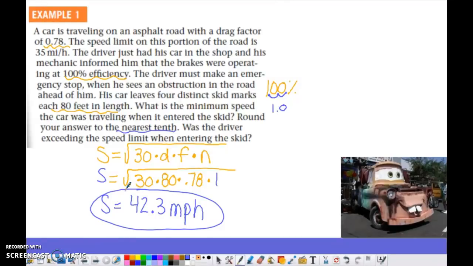So the question is, was the driver exceeding the speed limit? Well, we have to look, what was the speed limit? It says the speed limit was 35 miles an hour. So yes, the driver was speeding.